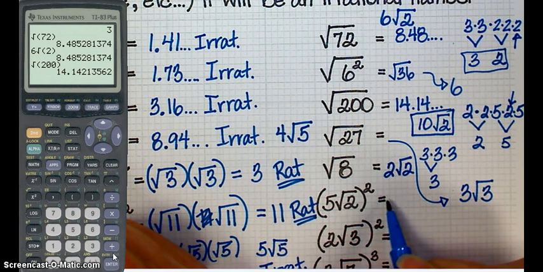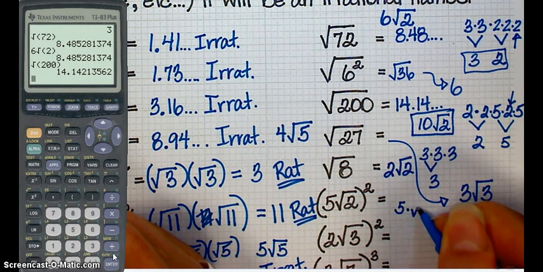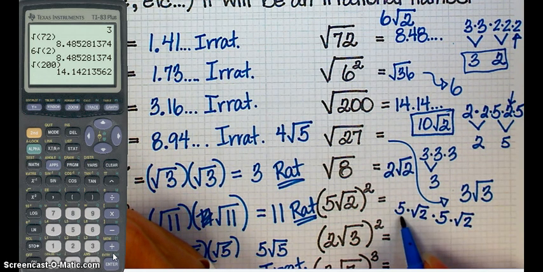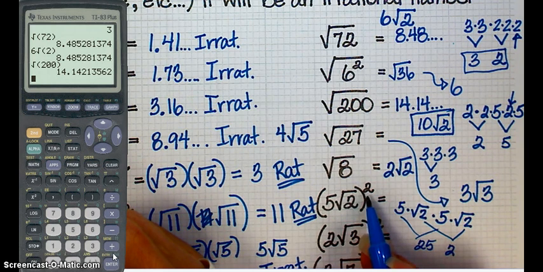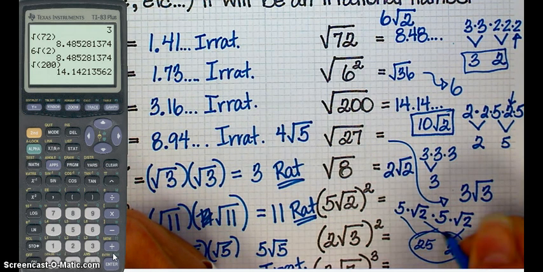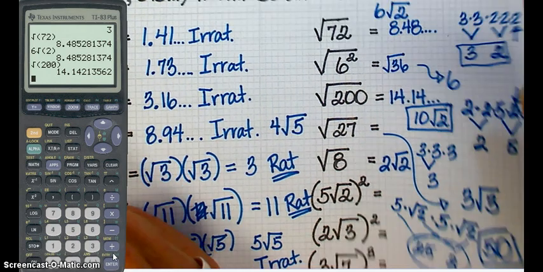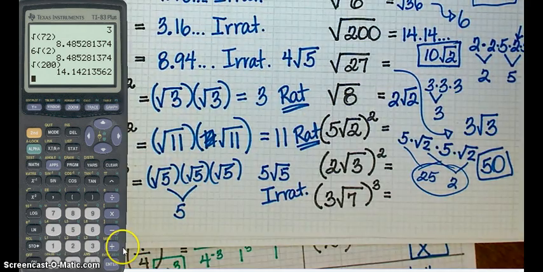5 times the square root of 2 squared. 5 times the square root of 2 times 5 times the square root of 2. Well, 5 times 5 is 25. Square root of 2 times the square root of 2 is just 2. 5 times the square root of 2, all of that squared, is 50. And it's getting sloppy in here because I'm running out of room. All right, so I'm going to leave off the last one, but I hope you've kind of gotten an idea of how to do those.